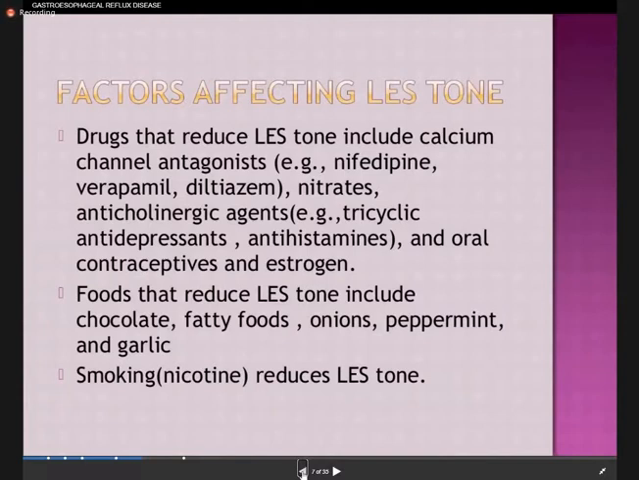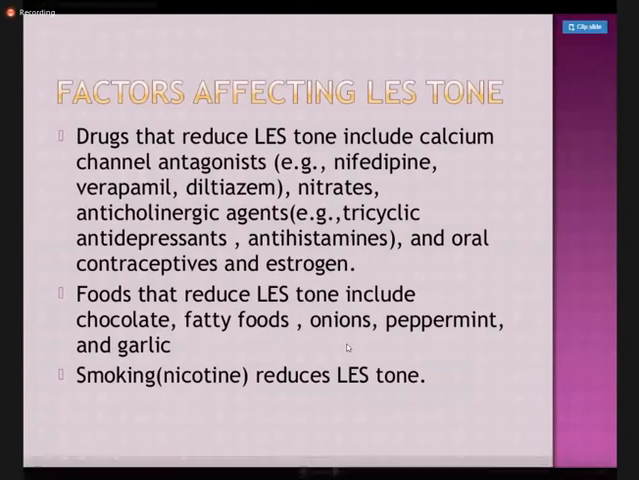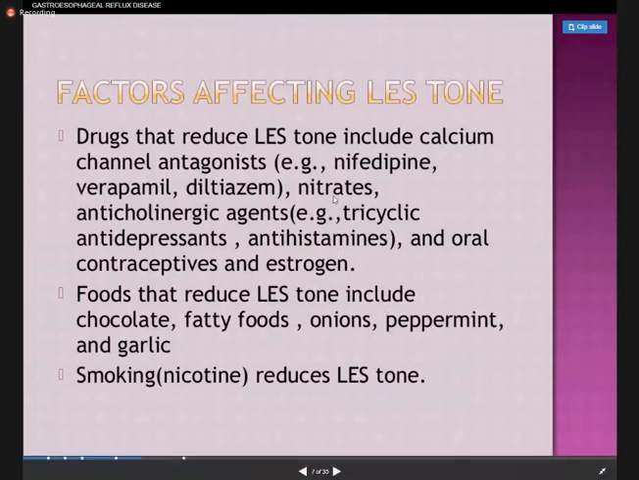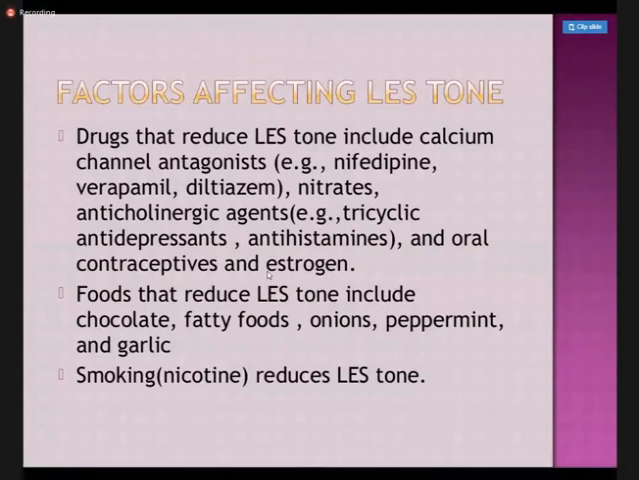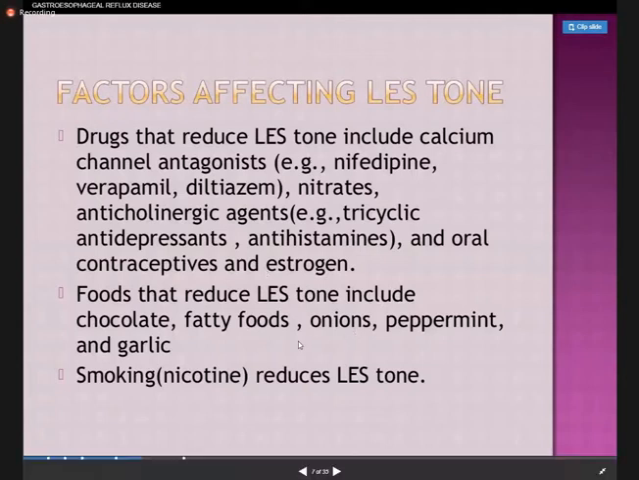Factors affecting the LES tone. So there are certain drugs that reduce the LES tone, which include calcium channel antagonists, verapamil, diltiazem, which are still being used as of today in a wide variety of people, nitrates, anticholinergic drugs, and oral contraceptives and estrogens. And there are certain foods that reduce the LES tone, which include chocolate, fatty foods, onions, peppermint, and garlic. And then last but not the least is smoking. It reduces the LES tone.